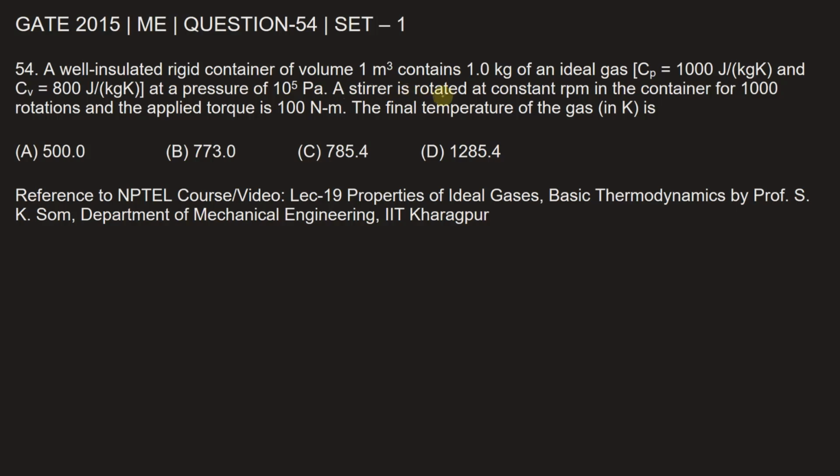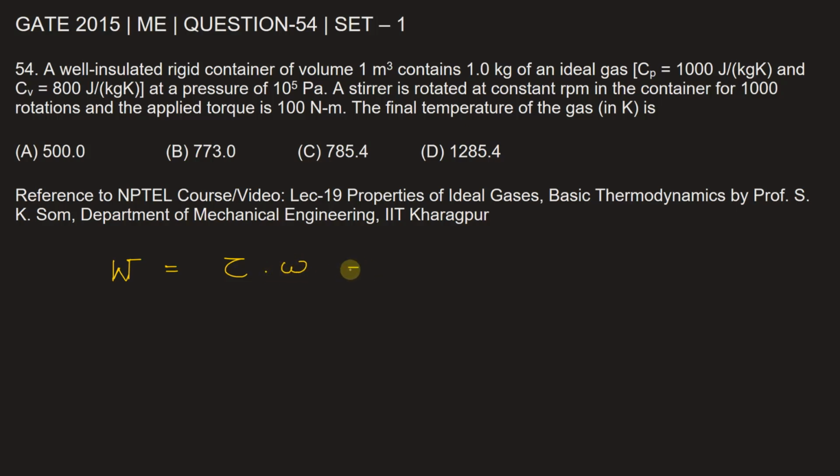A stirrer is rotated at constant RPM in the container for 1000 rotations and the applied torque is 100 Newton meter. The final temperature of the gas in Kelvin is? So we know that the rotational work done is given by torque multiplied by the angular velocity.